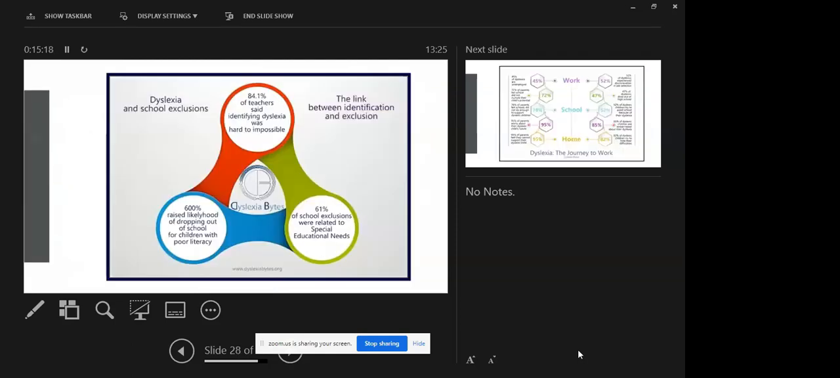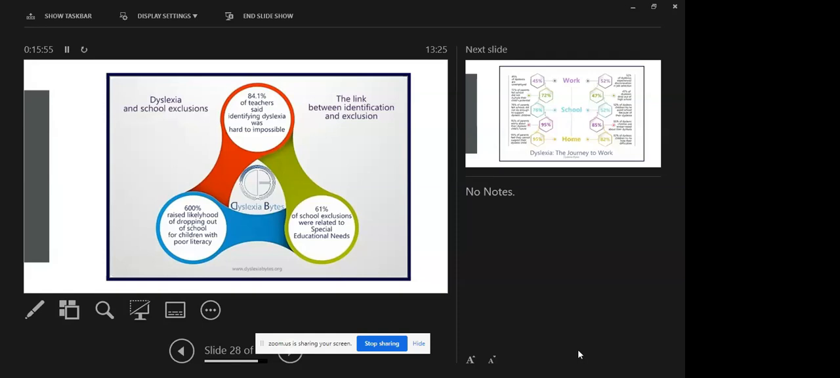The British Dyslexia Association did a study, and they found that over 84% of teachers found it hard to impossible to identify dyslexia. We also know that if you're dyslexic, you have a 600% raised likelihood, that is effectively you're 6 times more likely to drop out of school. And there is a 61% chance of school exclusions if you're dyslexic. It says in other special educational needs, but mainly dyslexia, this study showed. So we know that this is happening now.